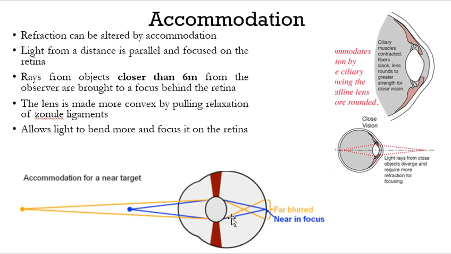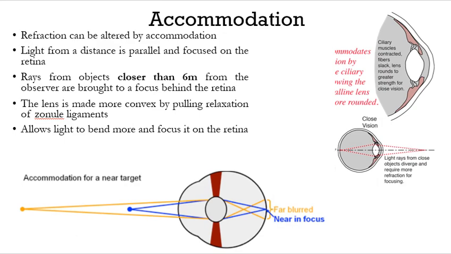And if we look at the second diagram there, we have a relaxed zonule fiber there, and then the lens is more rounded. So if we look at the blue, it's now bringing it into focus. It would have been further away to the right, but now it's being brought into focus. So that's how you deal with things that are closer than 6 meters.